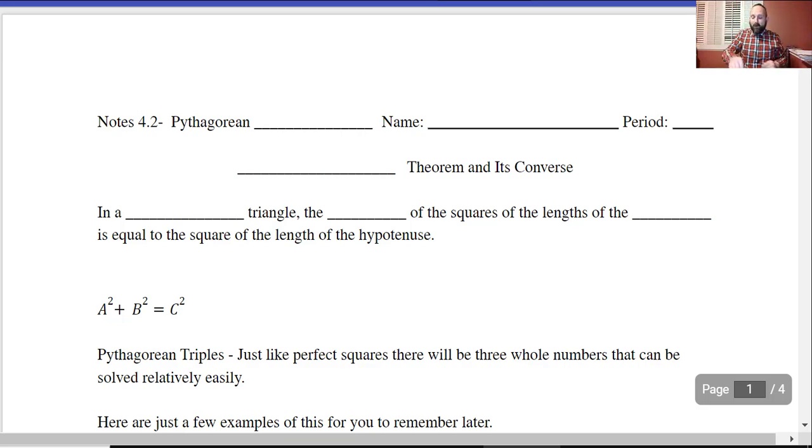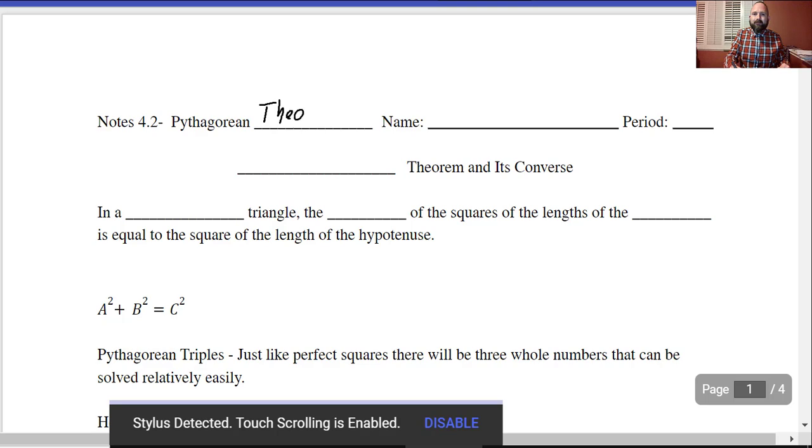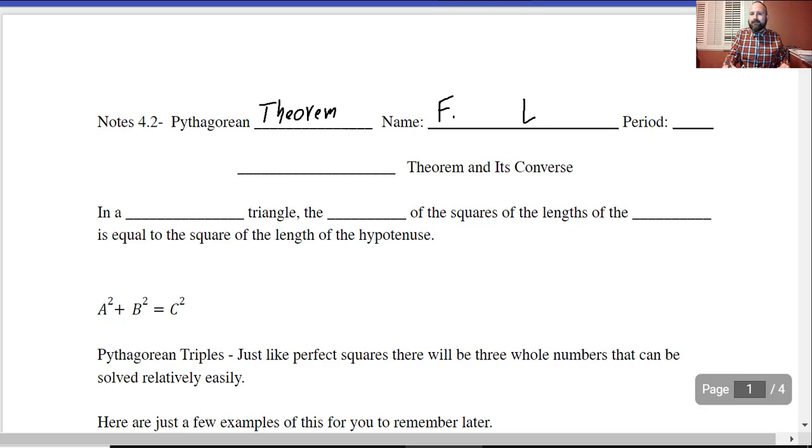We're talking about 4.2 Pythagorean Theorem. So let's write that in. Make sure you put your first and last name and your period number. And we are discussing 4.2, the Pythagorean Theorem, but also its converse.